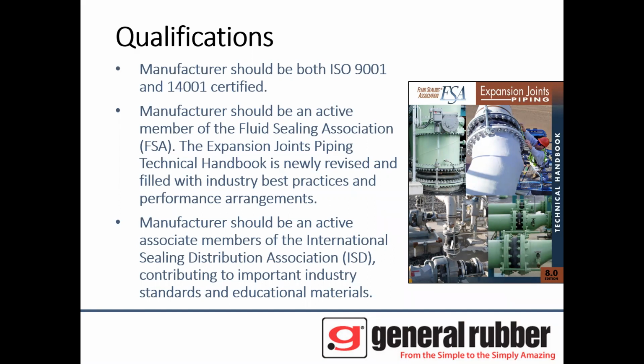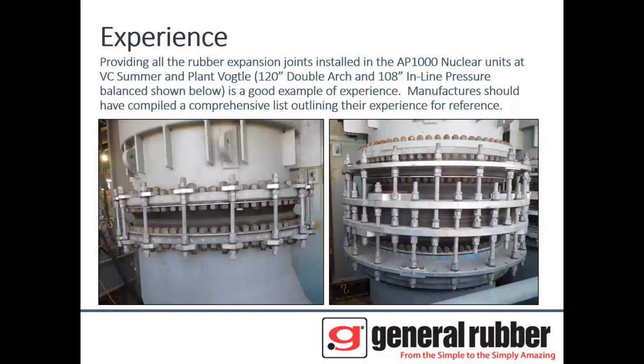Manufacturers should be an active associate member of the International Sealing Distributor Association, contributing to important industry standards and educational materials. Providing all the rubber expansion joints installed at the AP1000 nuclear plants at VC Sumner and Plant Vogel. That's 120-inch double arch and 108-inch inline pressure balance. Inline pressure balance is on the right. Shown below. This is a good example of experience, and manufacturers should have a compiled list outlining their experience for reference.